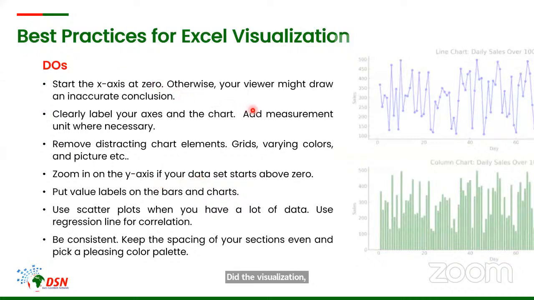So what are the do's and the don'ts in Microsoft Excel when creating charts? Start the axis at 0. It is very, very important. Otherwise, your viewer might draw an inaccurate conclusion. For example, when I showed us a bar chart, if you don't start your axis at 0, if you start your axis at 100, look at this. Let's look at these two charts. I put these two charts here for us to understand. Look at this one, it is starting from 100, while this one is starting from 0.